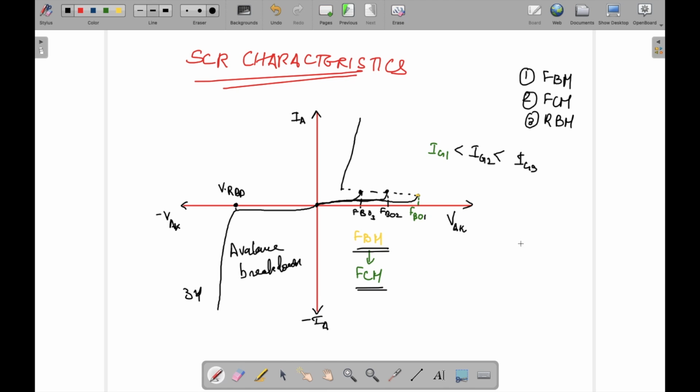Now here we have to talk about two important terms. One is known as the latching current, and the other one is known as the holding current. If you look at the characteristics, this will be the latching current, and somewhere here we'll have the holding current. So what do you mean by latching current and holding current? Latching current basically means the value of current which, when the SCR reaches it, the latching happens.